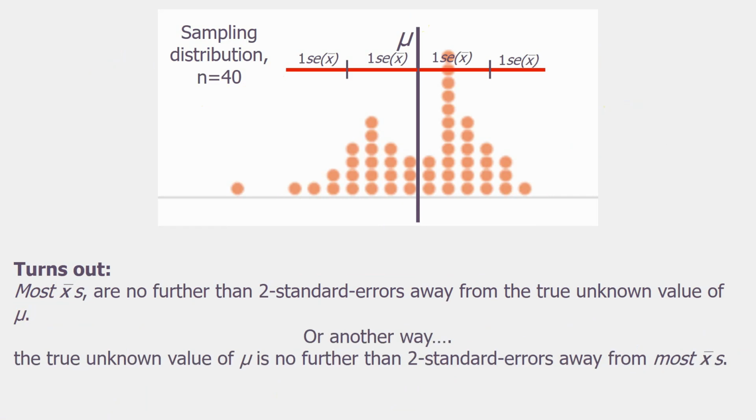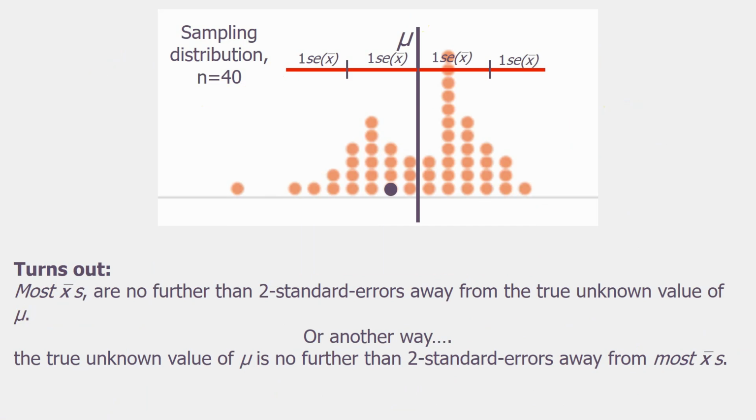Let's think about this in reverse. So usually we don't have the whole sampling distribution, we don't have the population parameter, we just have one sample mean. One of those orange dots is all that we have. So if we flip this around the other way, we know that from a sample mean, the true value of the parameter is usually no further than 2 standard errors away.